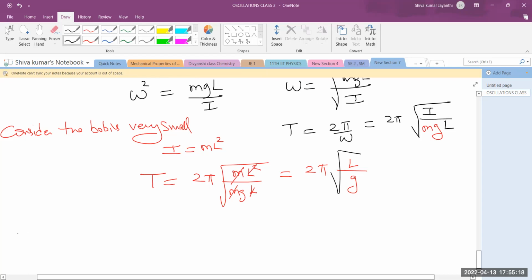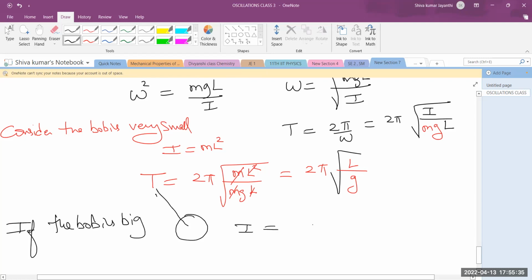When it's not true, that also I will tell. If the bob is big enough, then it will not be simply that. What will it be? You know what is the moment of inertia of a sphere? 2 by 5 m r square. This is the moment of inertia of a sphere. Remember that. And what is this r? Small r is equal to radius plus L. This is the value. So this is the moment of inertia of a sphere.